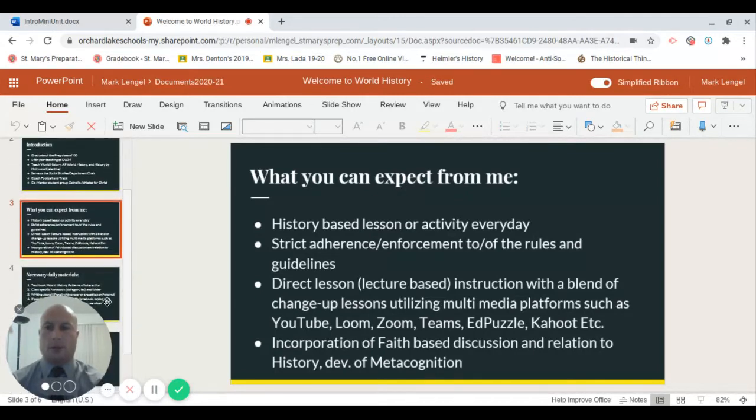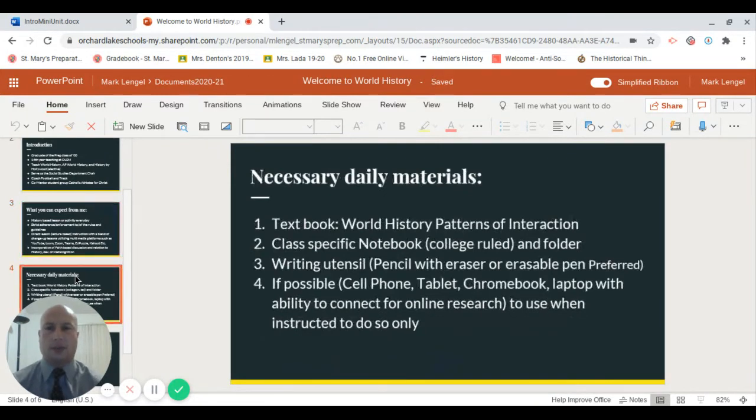Moving forward, I would next talk about some of the necessary daily materials that I would expect my students to have on a regular daily basis. The number one thing that they need to get right away is the textbook. It's called World History Patterns of Interaction. That's going to be for both the World History course and also the AP World History course. You will need a class-specific notebook.